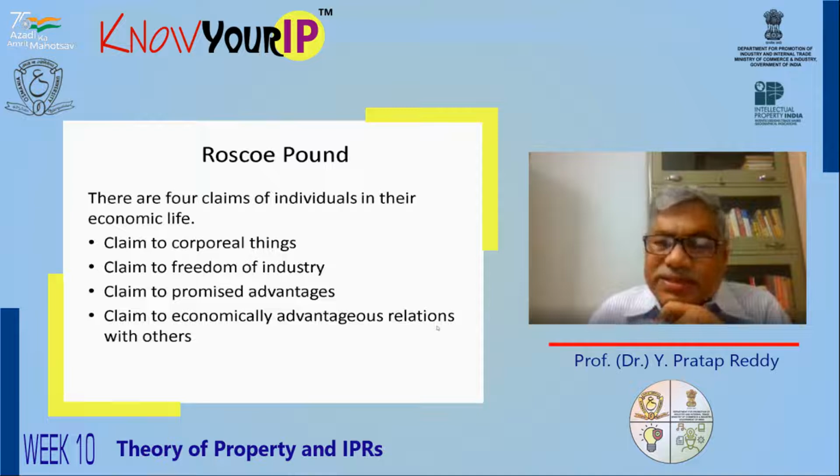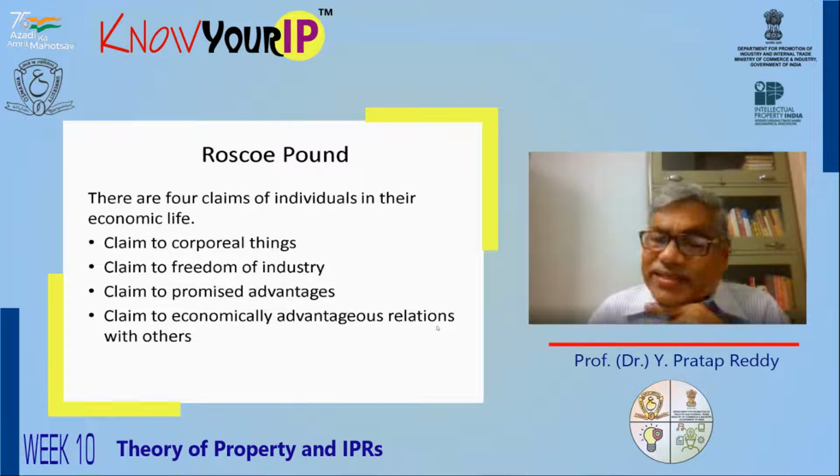According to Roscoe Pound, a 20th century jurist, an American pioneer of the sociological approach, there are four claims of individuals in their economic life. Claim to corporeal things, that is for our consumption and comforts, because we cannot live without food, without shelter, without mobile, without Wi-Fi. They are all required. Corporeal things are required. There is a de facto claim of every individual to corporeal things.